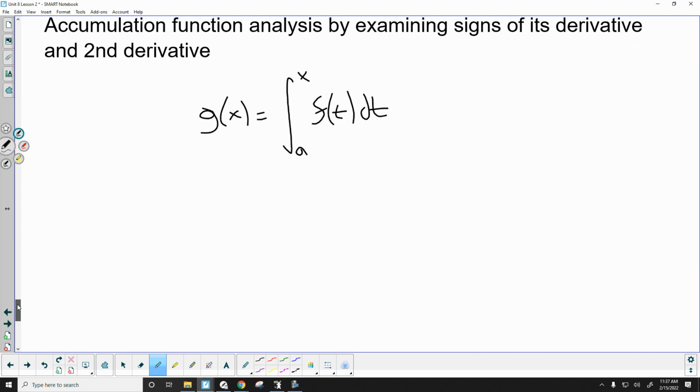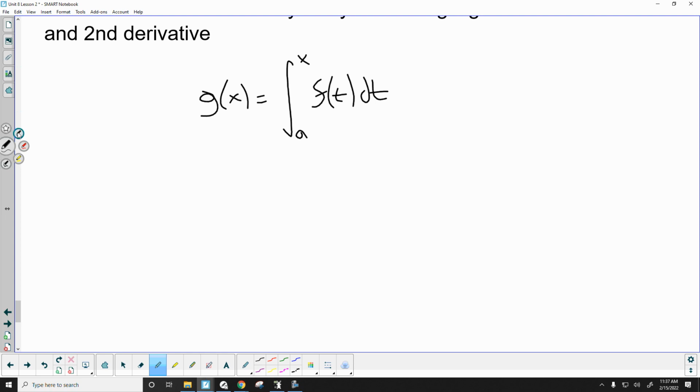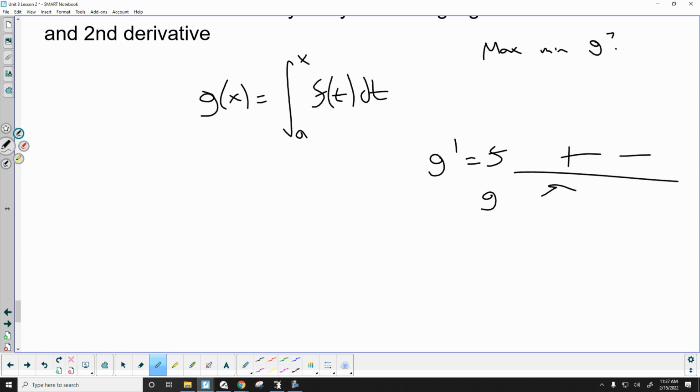Which means, let's say you're asked for a max or min of g. Well, you'd have to do your g prime sign analysis. Well, I just told you g prime equals f. You just kind of discovered that. So f positive or negative tells me g is going up or down.